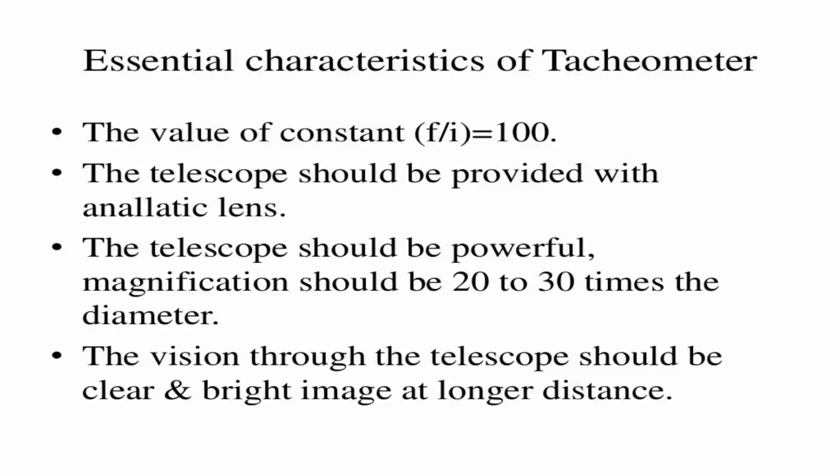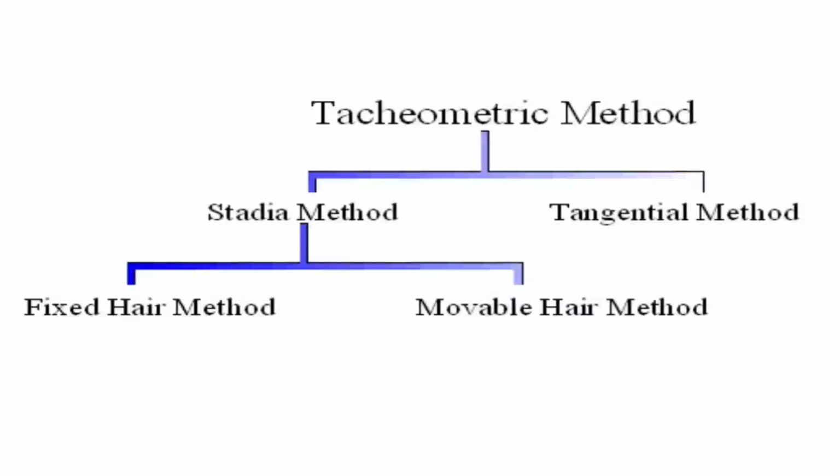Then essential characteristics of tachyometer. The value of constant f/i is 100. Then additive constant f + c is equal to 0. The telescope should be provided with the anallatic lens. The telescope should be powerful. Magnification should be 20 to 30 times the diameter. The vision through the telescope should give a clear and bright image at longer distance.